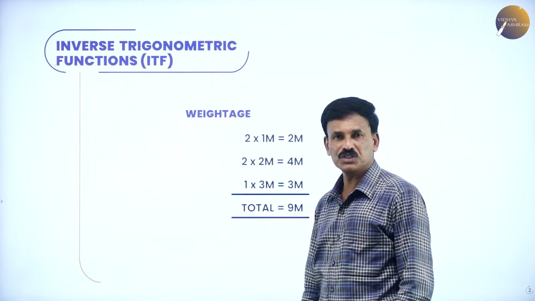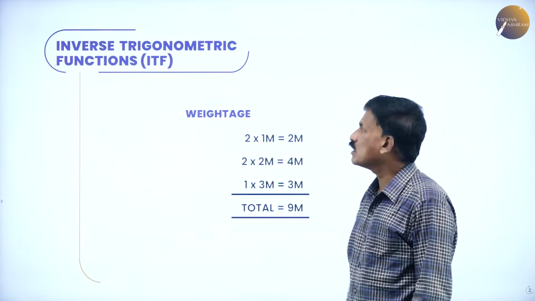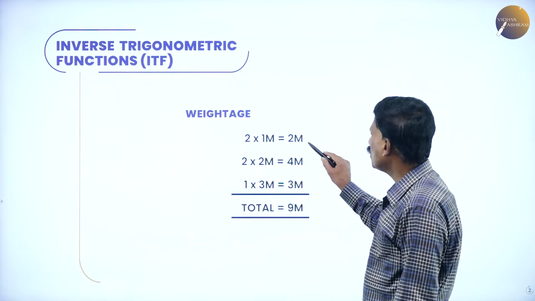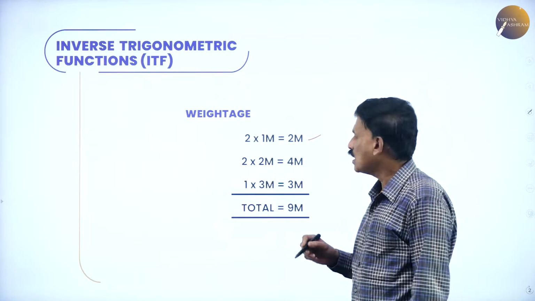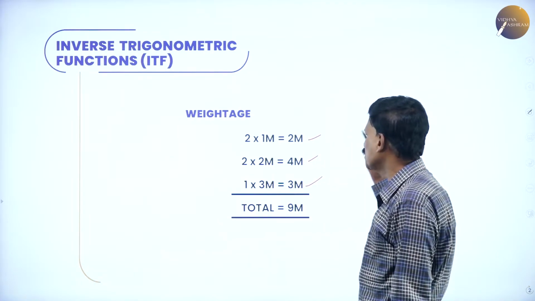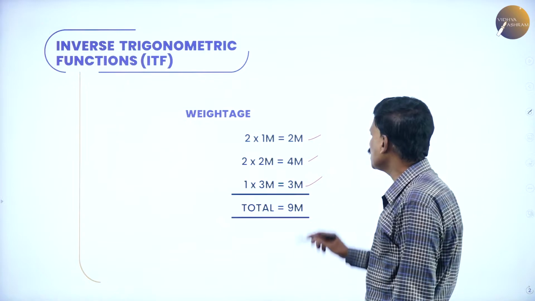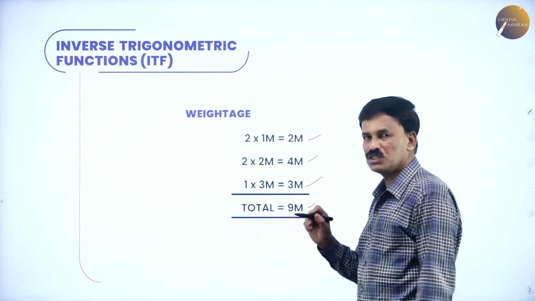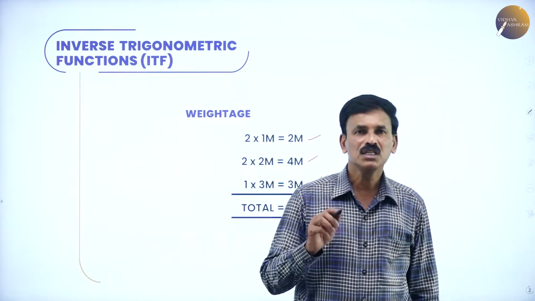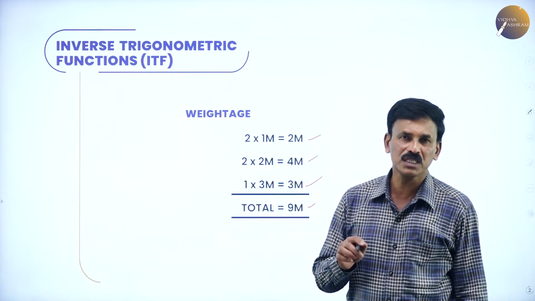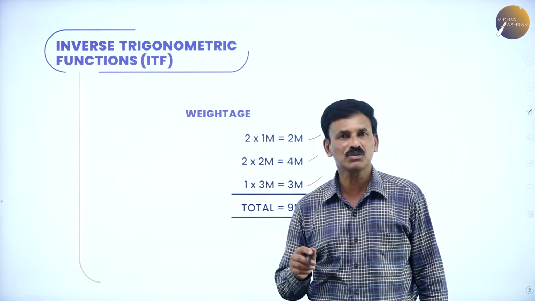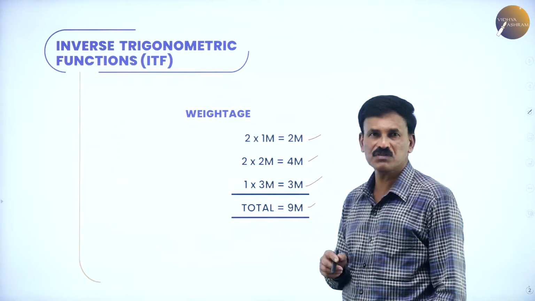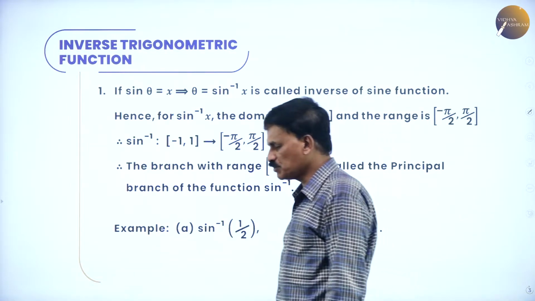In the 21-22 examination for April, the weightage for this chapter, particularly for inverse trigonometric function, is two 1-mark questions, two 2-mark questions and one 3-mark question. So the weightage is 2 plus 4 plus 3, totally you will get 9 marks from this. So you will have only one 3-mark question, and the remaining questions are from the 1-mark as well as the 2-mark ones. Now let us come to this first.